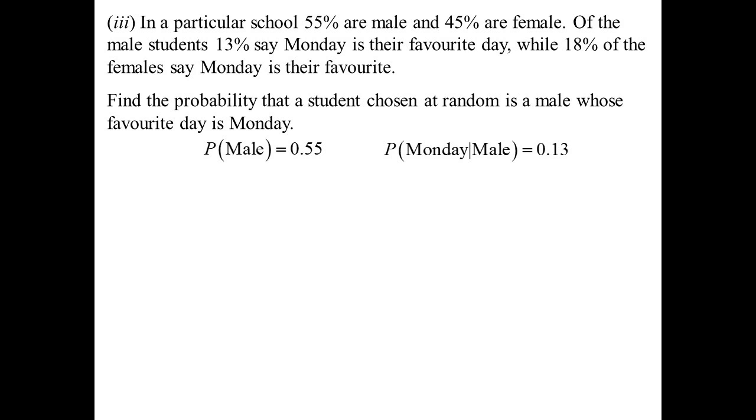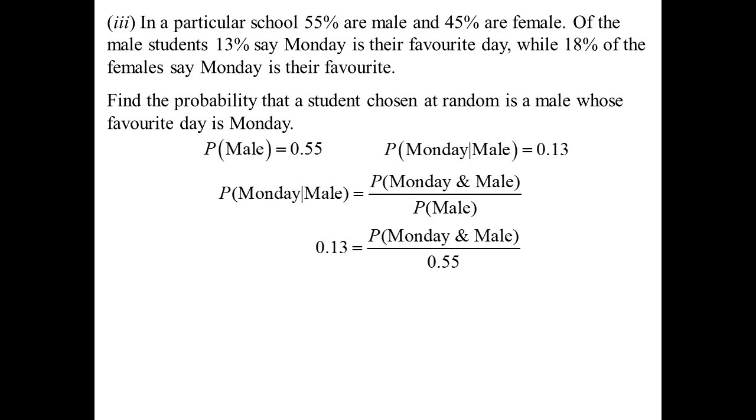So I can use this same formula now, but I'll end up rearranging it to find the probability that we end up with a male and they like Monday. So the intersection. Sub in what we know. Monday, given that they're male, was 0.13. And then on the bottom of the fraction on the other side, the probability that they're male, 0.55. Rearrange it, and we end up with the probability that we've ended up getting a male who likes a Monday. And we get 0.0715. So that's rearranging that conditional probability formula.